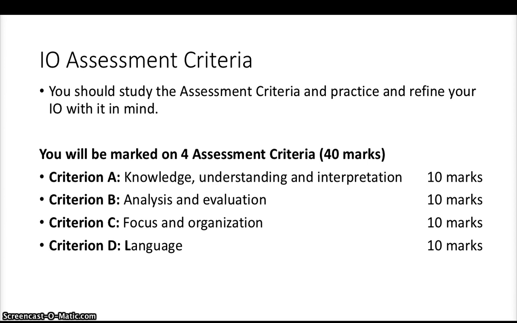The individual oral is going to be assessed on 4 criteria, and you should study these assessment criteria, practice, and refine your individual oral with all of this in mind. Criterion A is knowledge, understanding, and interpretation, 10 marks. B is about analysis and evaluation, 10 marks. C, focus and organization, 10 marks. D, language, 10 marks.